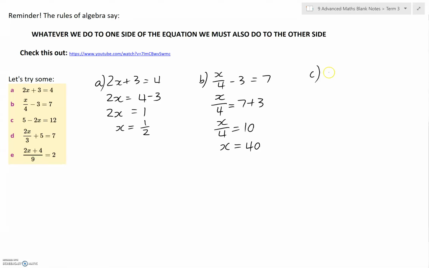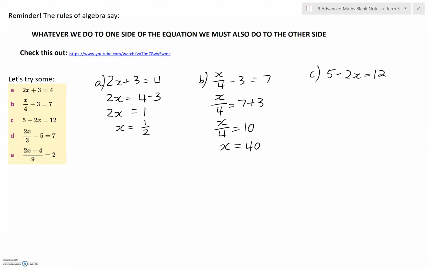Okay, C. 5 minus 2x equals 12. So we need to get rid of that 5 on its own. And don't be tricked into rearranging the minus 2x and putting that in front. 5 minus 2x is not the same as 2x minus 5, the order matters here, and remember the sign stays with the term.